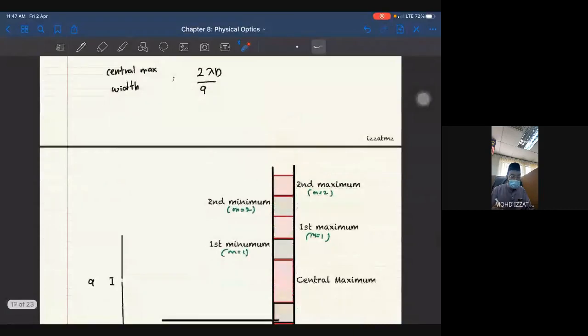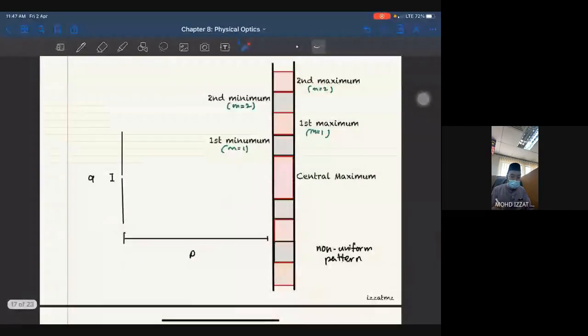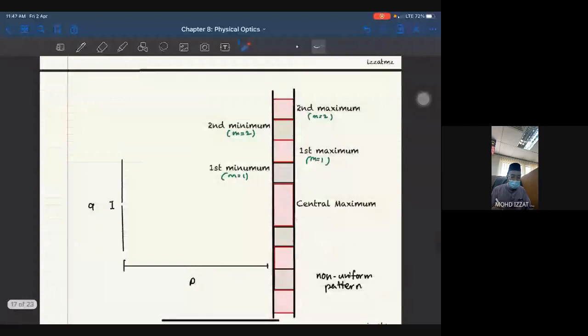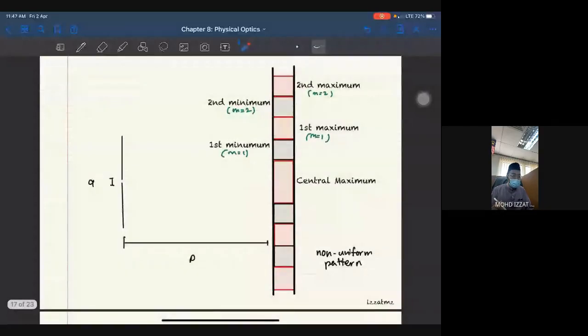Okay. Saya tengah tunggu saya punya screen ni untuk catch up dengan apa yang saya tunjuk.